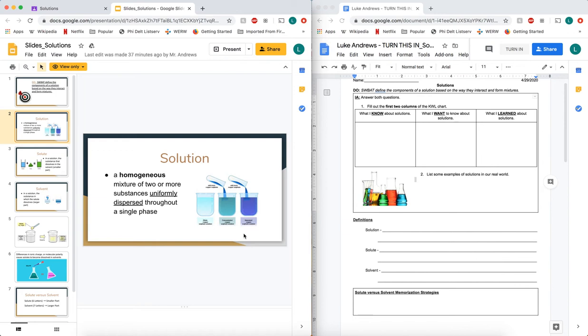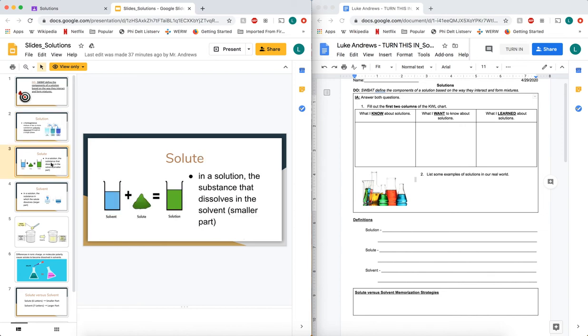When you take salt and you put it in water and you stir it up, the salt dissolves, it disappears. The salt is in the water. We can taste it, but we can't see it. The water and the salt have formed one homogeneous phase, so uniformly dispersed. I said the words solute and solvent a couple times, so we should probably define those. Solute in a solution is the substance that dissolves. So in the salt and water case, salt is the solute. It is the smaller part of what goes into the solution.